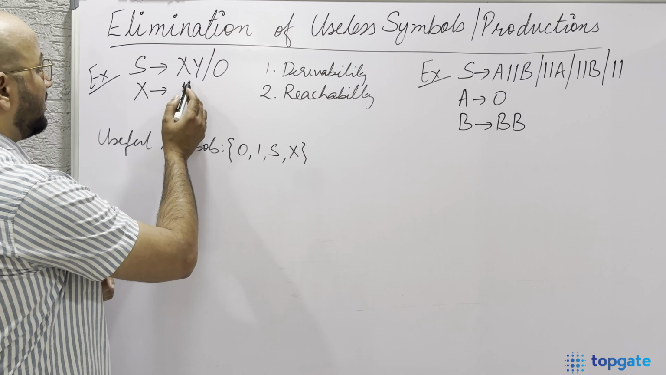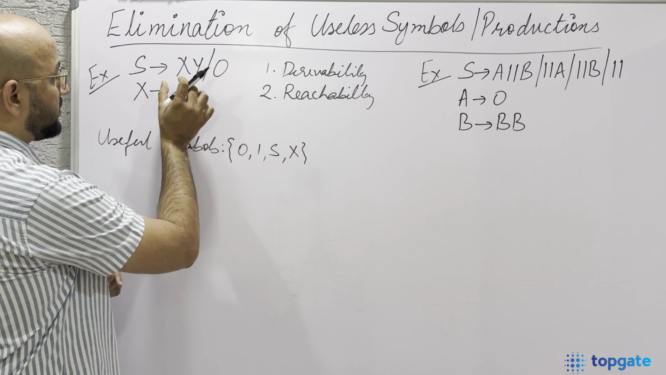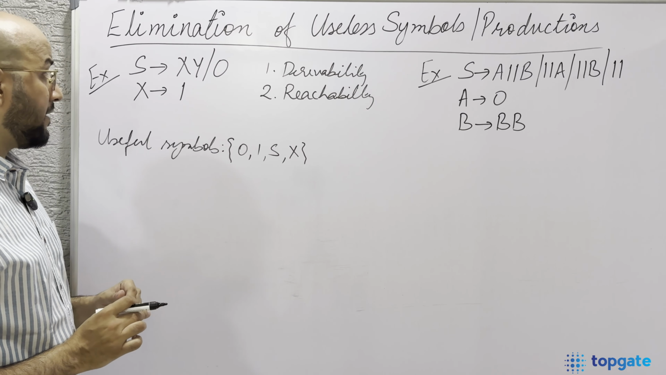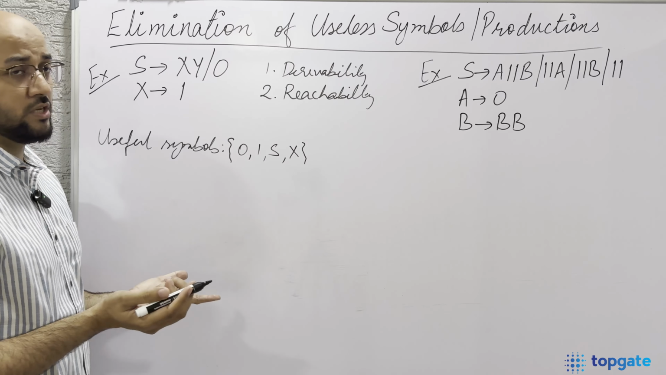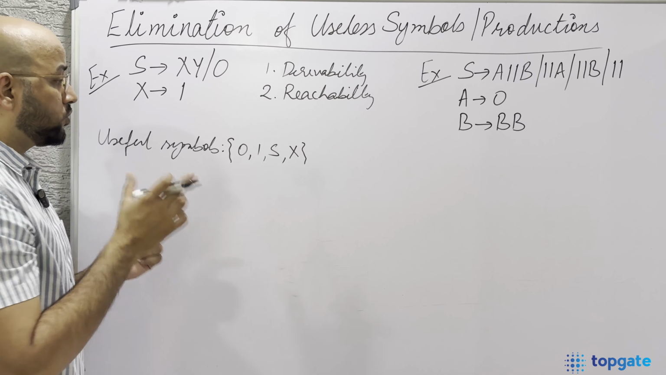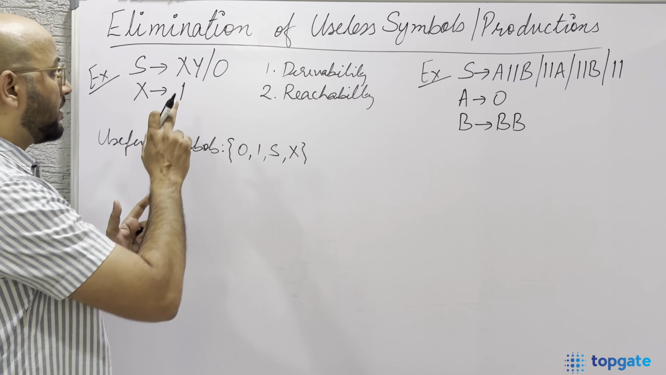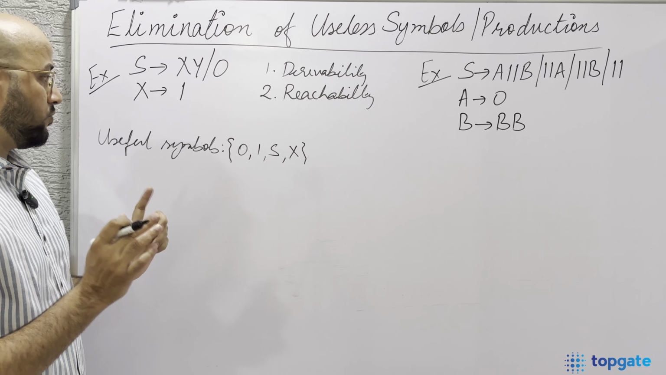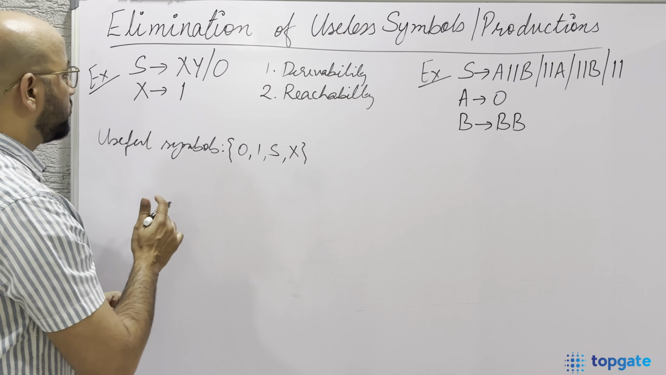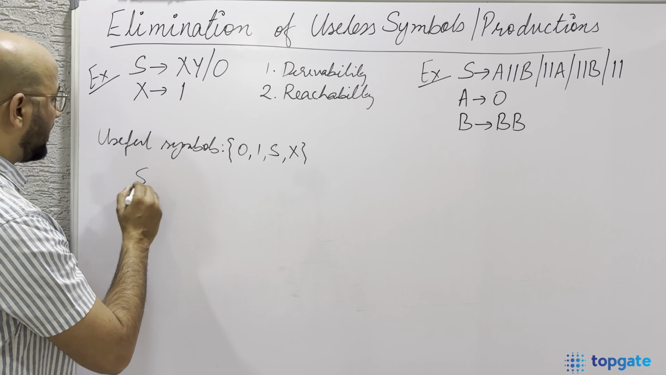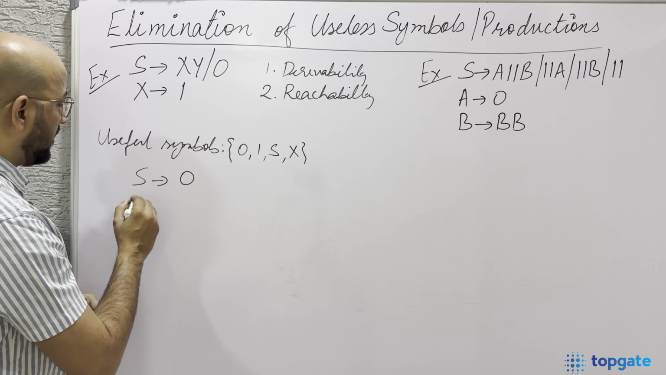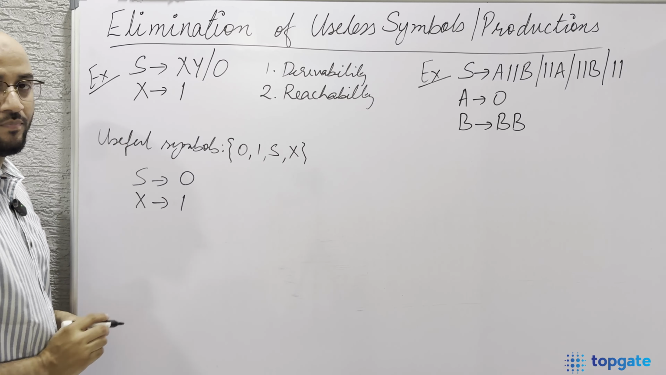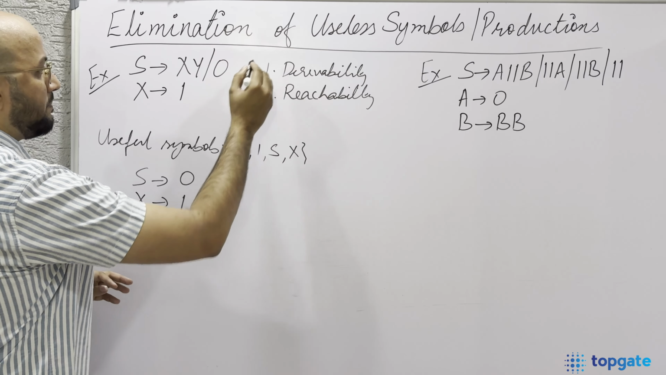Clear? We have this XY here, which means this is a useless production rule, and therefore it has to be eliminated. Why? Because this Y is a useless symbol, since it is not falling in the useful symbols category. Therefore Y has to be eliminated from every production rule. After eliminating these useless symbols, the grammar that I'll get is S tends to 0 and X tends to 1. This production rule will be eliminated. Clear? So now the first step is complete.